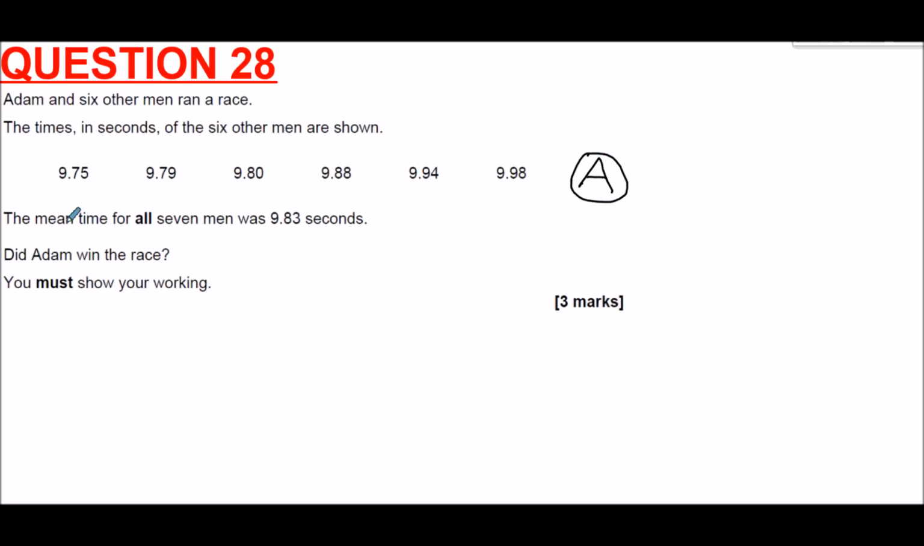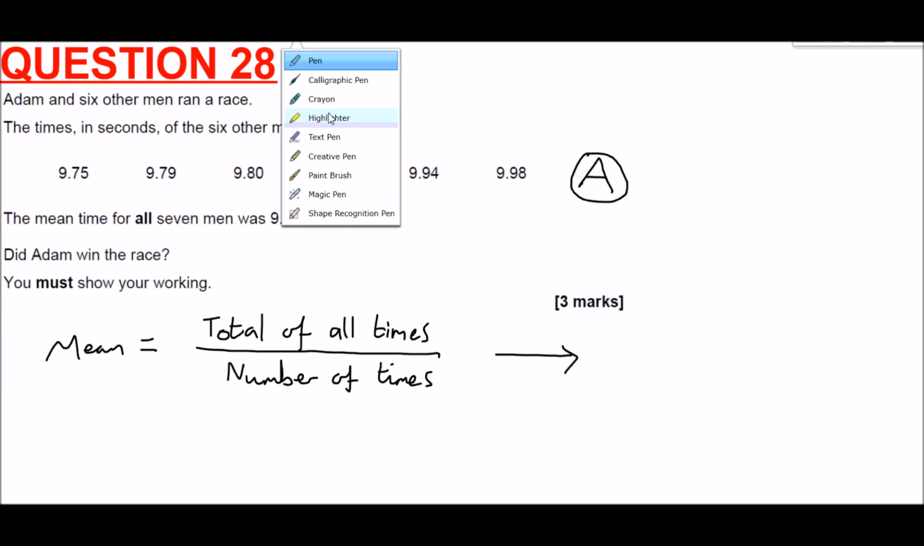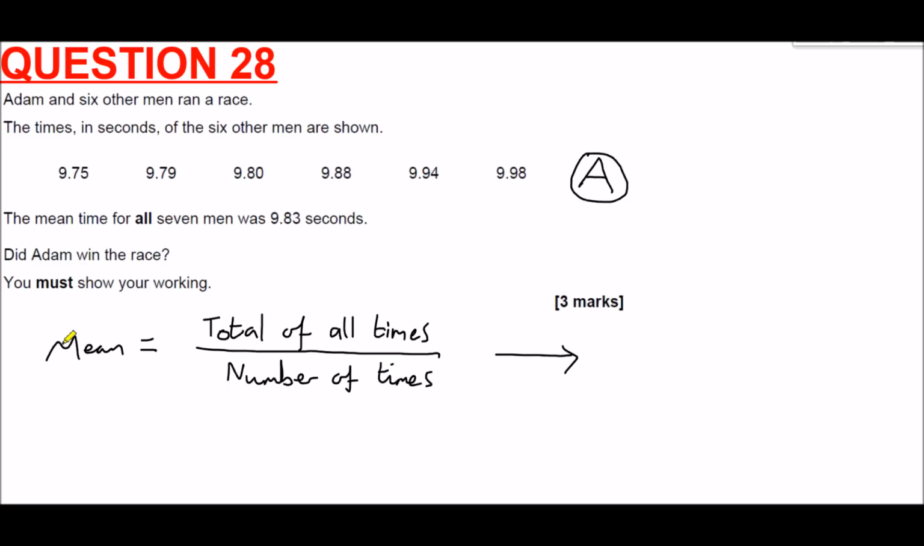It mentions the mean, so how do we calculate the mean? The mean time would be the total of all times divided by the number of times we've just added together. So let's have a look which bits of this equation for the mean we can fill in. So the mean, are we told what the mean is? We're told the mean is 9.83 seconds.